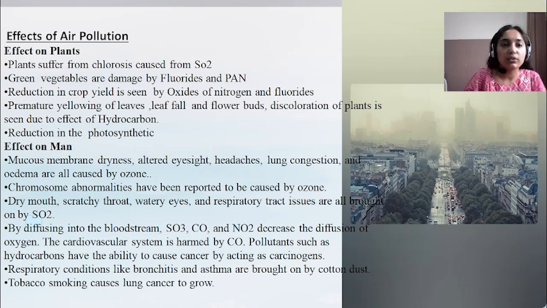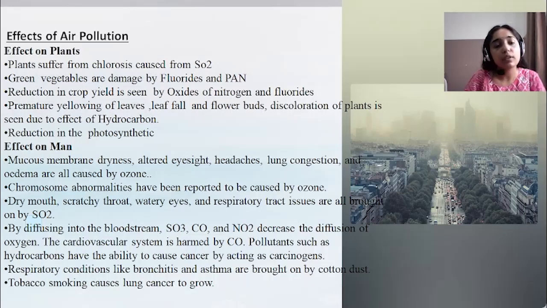These are the effects of air pollution. This also we have already discussed in our previous class in a detailed manner. That is, effects on plants and effects on man. Air pollution has major effects on plants as well as on man. How? Due to air pollution, plants suffer from chlorosis caused by SO2. Green vegetables are damaged, with premature yellowing, leaf fall, and discoloration of plants. These are the major effects on plants due to air pollution.